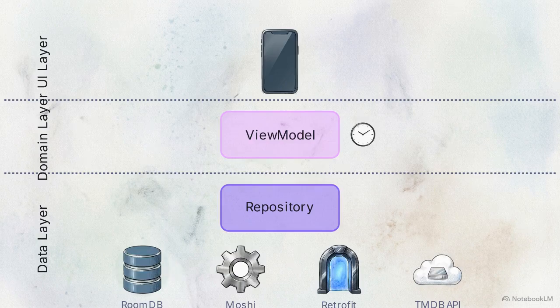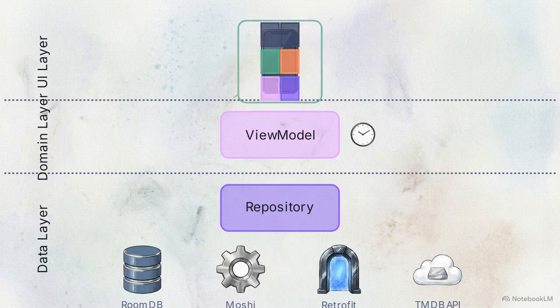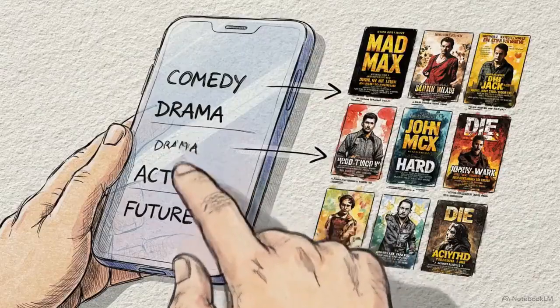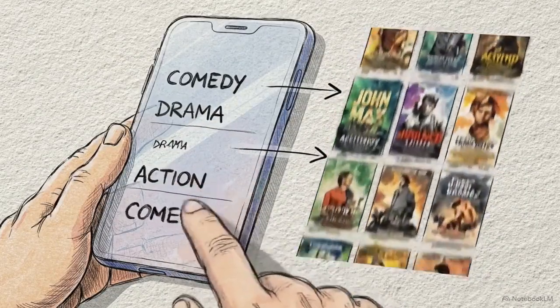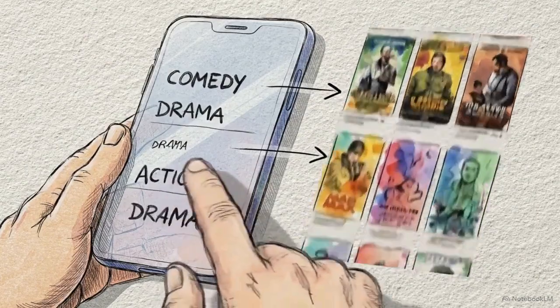Because Room acts as the single source of truth, it automatically emits the new data upward via Flow. The ViewModel then transforms that raw data into a localized UI state. Finally, Jetpack Compose observes this new state flow and instantly recomposes the screen to display the updated movie posters. This perfectly choreographed, strictly predictable sequence of data events is the ultimate goal when building apps with modern Android development.